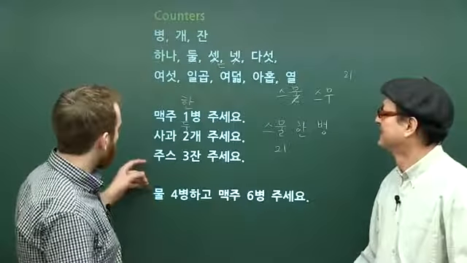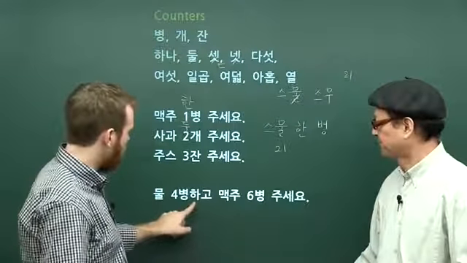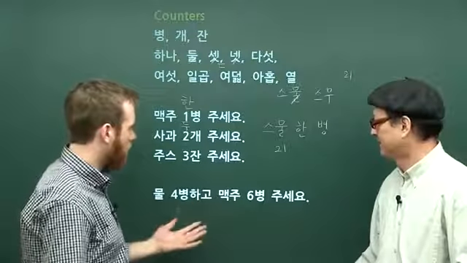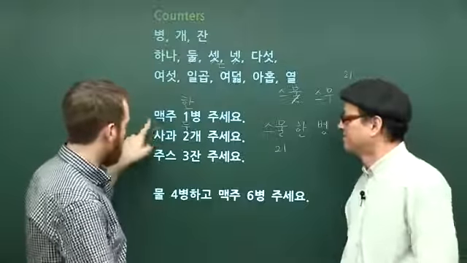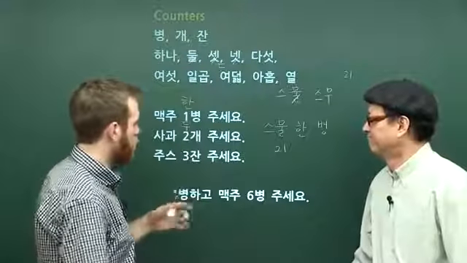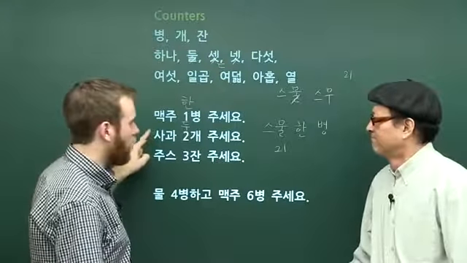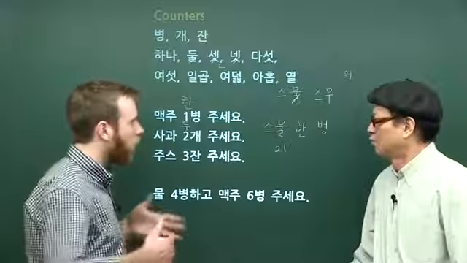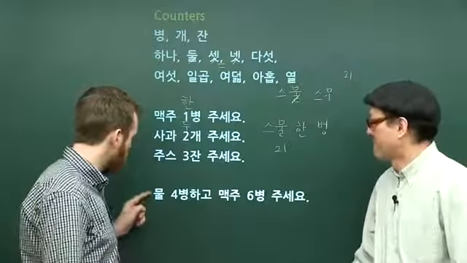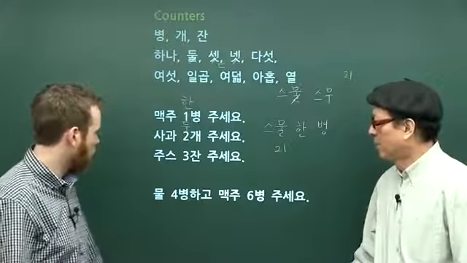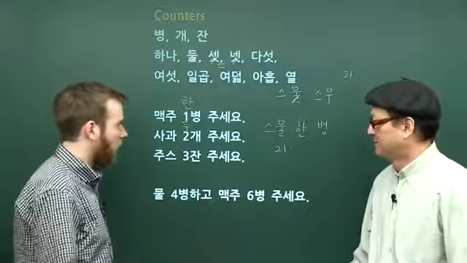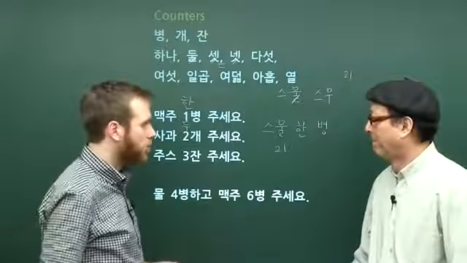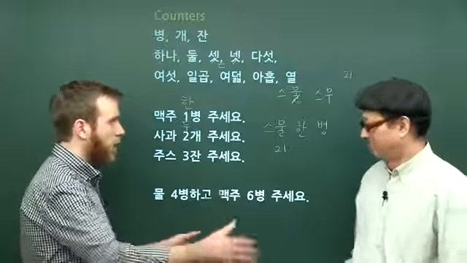So in previous lessons, maybe we saw 하고 to talk about and. So again, if I'm just ordering 1 bottle of beer, this is my sentence. 맥주 한 병 주세요. Same thing if I'm just asking for 2 apples. But maybe if I have a longer order or a longer request, what can I say? 물 4병 하고 맥주 6병 주세요.